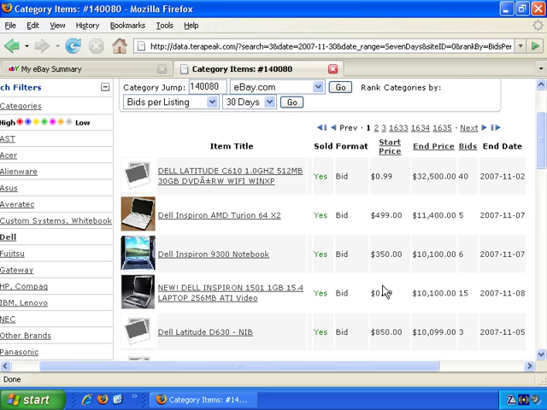So once you have an idea of the categories, you want to dig in deeper. Then you can start looking through the items here and seeing if you can compete. Okay, taking a look here. And initially, I'm a little bit surprised to see a $32,000 laptop, but just as an example, it went from a starting bid of 99 cents up to $32,500, and it's been sold successfully, and it ended on November 2nd, 2007.